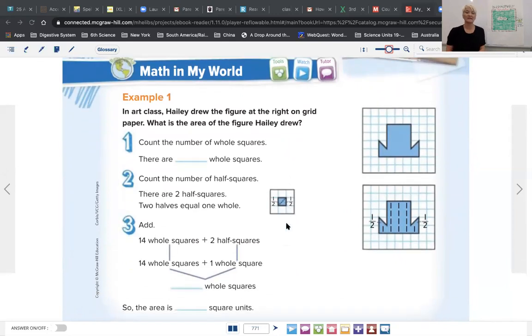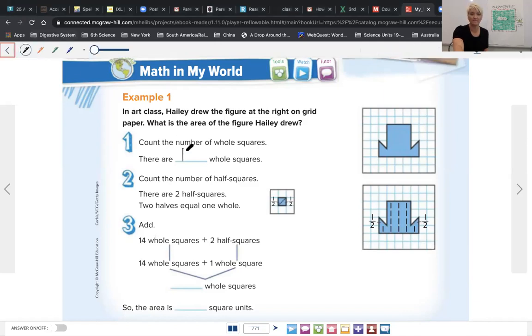Example 1. In art class, Haley drew the figure at the right on grid paper, and we see that there. What is the area of the figure Haley drew? So we can count the number of whole squares first. So 1, 2, 3, 4, 5, 6, 7, 8, 9, 10, 11, 12, 13, 14. So we have 14 whole squares.